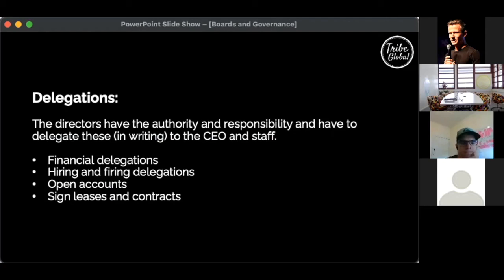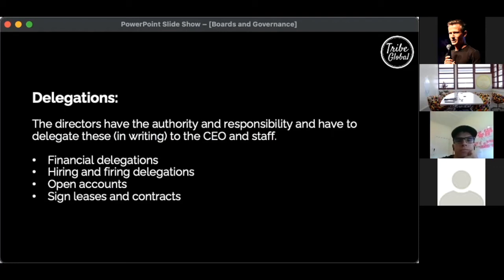Also, who has the delegation to fire people? Can the HR manager fire someone? Is it only the CEO? Does the firing of an executive team member have to come from the board? So these are all things that you need written. You need to protect yourself and others. You need all this written down.